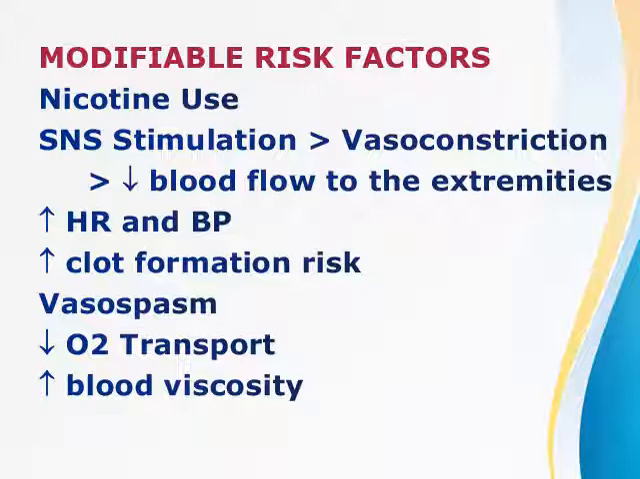So again, when we say vasoconstriction, we know that there is increase of blood pressure. However, on the vasoconstricted areas, take note that the blood flow is decreased. Heart rate and blood pressure are increased. Clot formation risk is also increased. It also leads to vasospasm, okay, which leads to decrease of oxygen transport and increase in blood viscosity. All of these factors combined make it difficult for your blood to circulate.